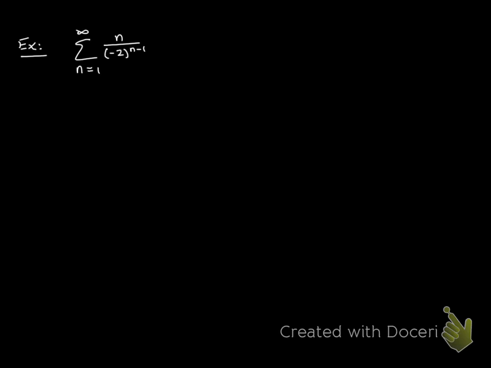When n is 1 here, let's go out a couple terms. When n is 1, I get 1. And when n is 2, then I see 2 over minus 2 to the first, plus, when n is 3, I get 3 over minus 2 squared, so on and so forth. And I'm going to simplify some of these here. The first one is 1. The second one is a minus 1. Those two are going to cancel.